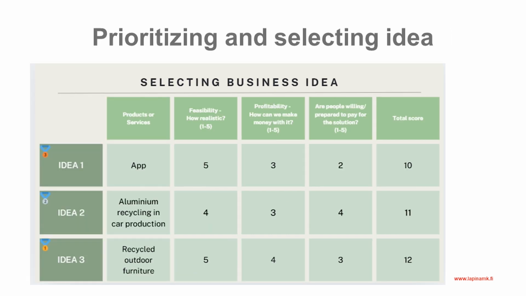You will be selecting a business idea based on feasibility, based on profitability, and the question: are people willing and prepared to pay for your solution? What do you think? Then you have a total score, and it helps you define the winning idea. As you can see, for the waste management project, in this case, the group of innovative students decided that the winning idea is recycled outdoor furniture, and that is further developed into a business model canvas, using all other tools for innovation, ideation, and business planning.